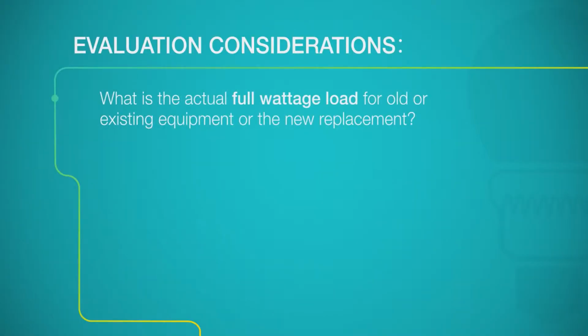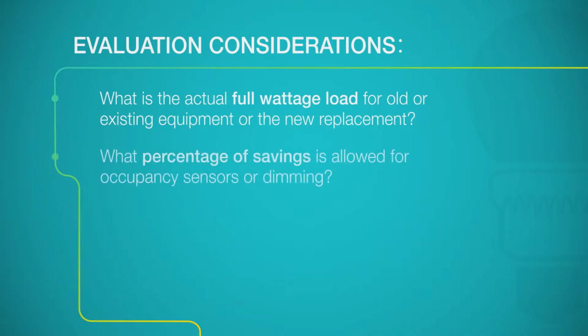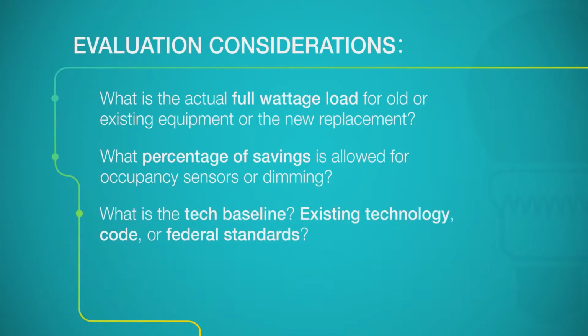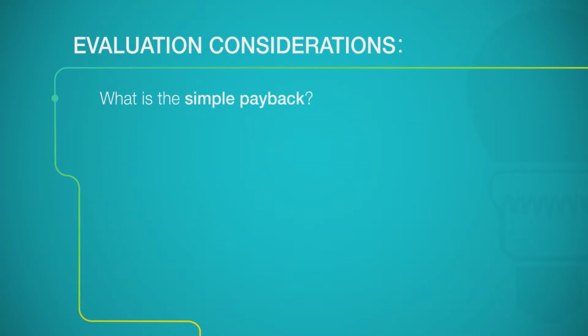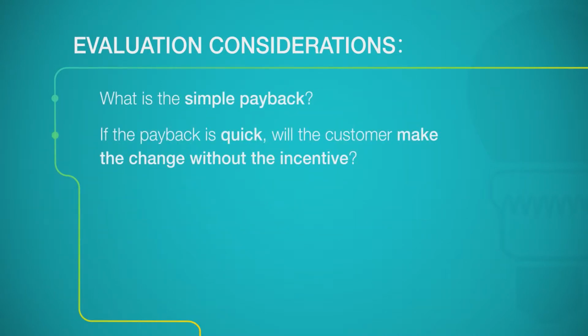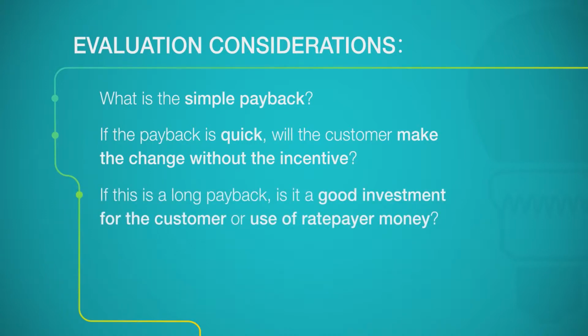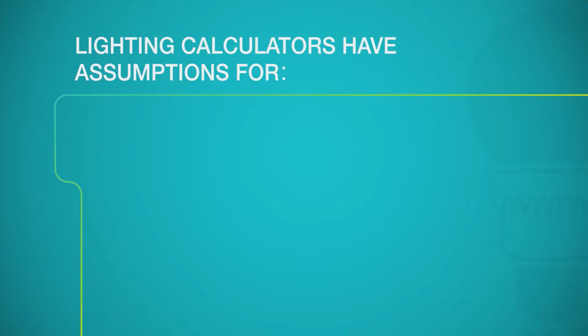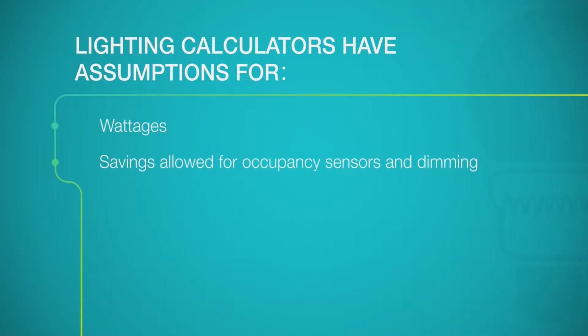Some of those considerations include: what is the actual full wattage load, lamp plus ballast, for the old existing equipment or the new replacement? What percentage of savings is allowed for occupancy sensors or dimming? What is the technology baseline? Is it the existing technology, code, or federal standards? What is the simple payback? If it is really quick, would the customer make the change even without an incentive? If it is a very long payback, is that a good investment for the customer or good use of ratepayer money?